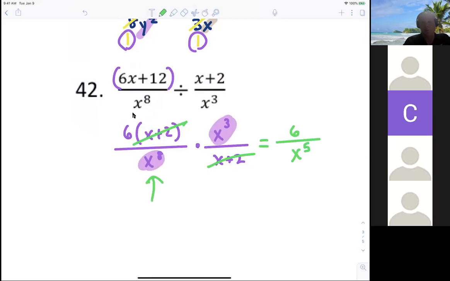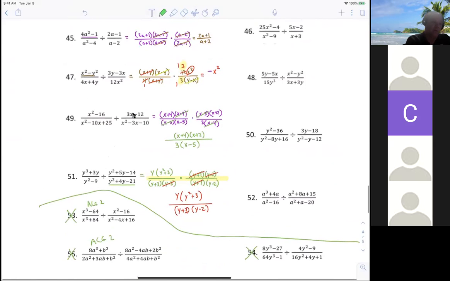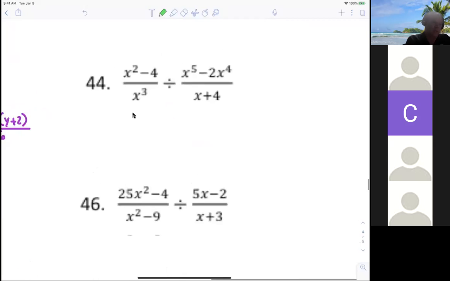Nobody? All right, let's see what we have left. We don't have that much left. All right, so here we go.